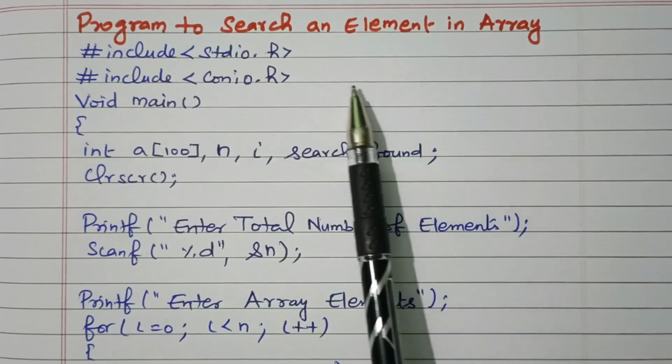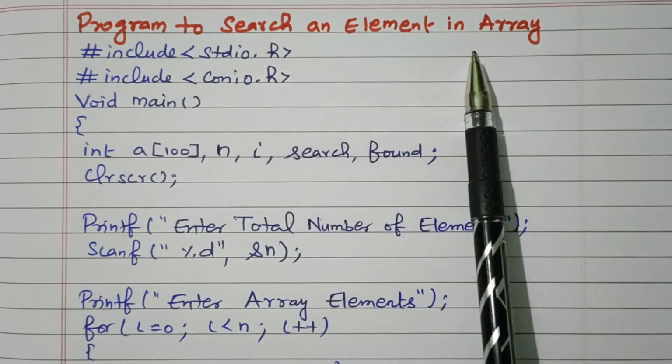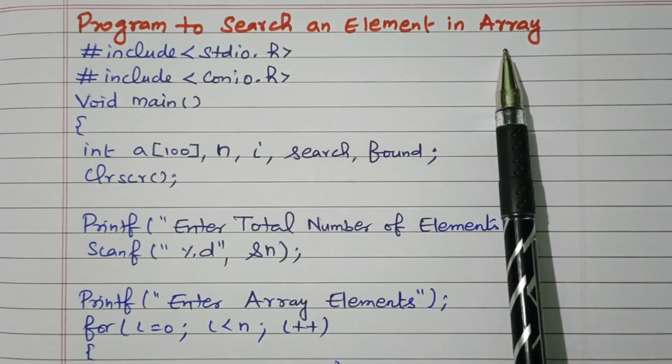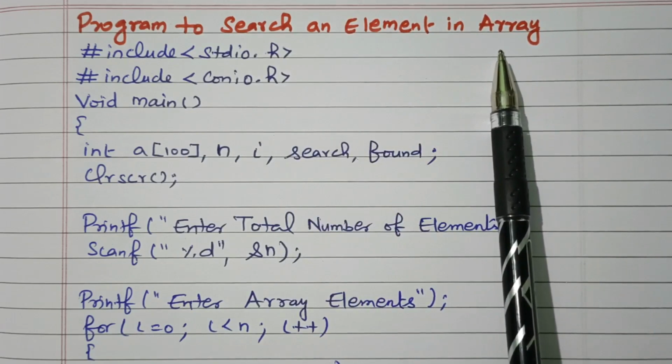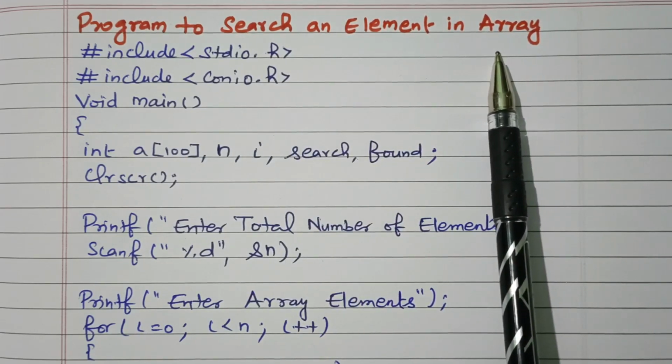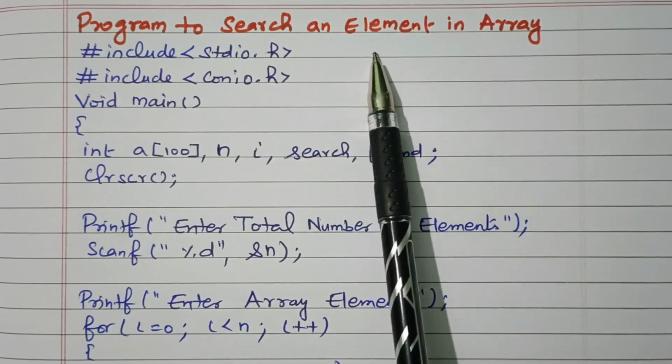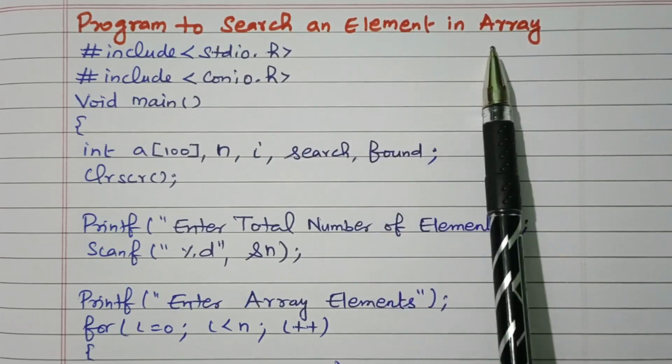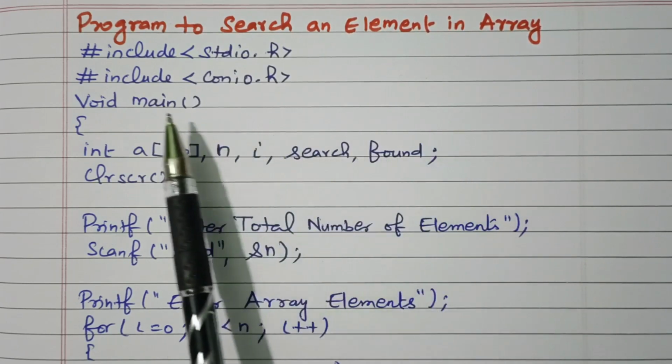Now we'll go to the program. Searching an element in the array. We know that an array is a collection of the same type of data. Here we are using a single dimensional array, a set of data. In that we are going to search for a particular element, whether that element is available in the array. Now we'll go to the program.